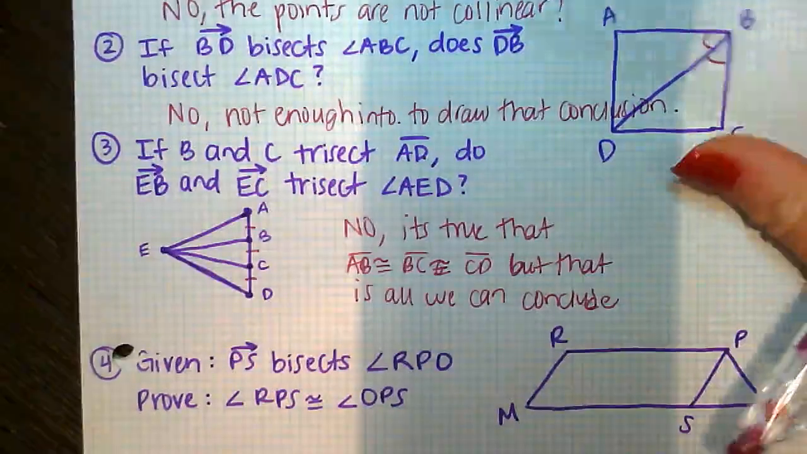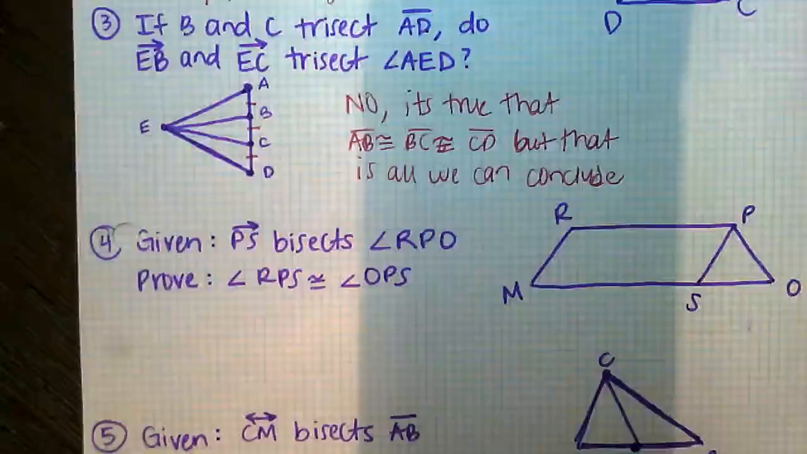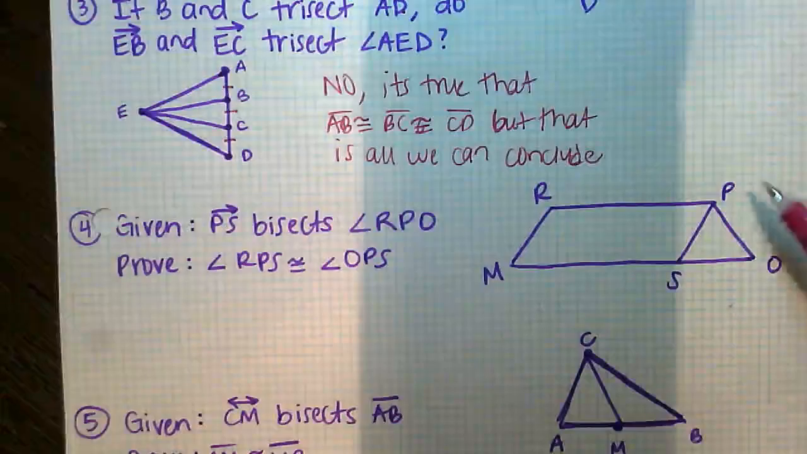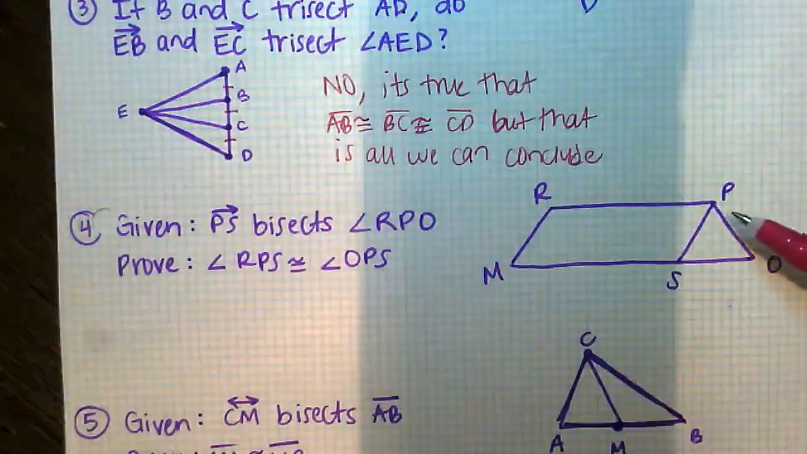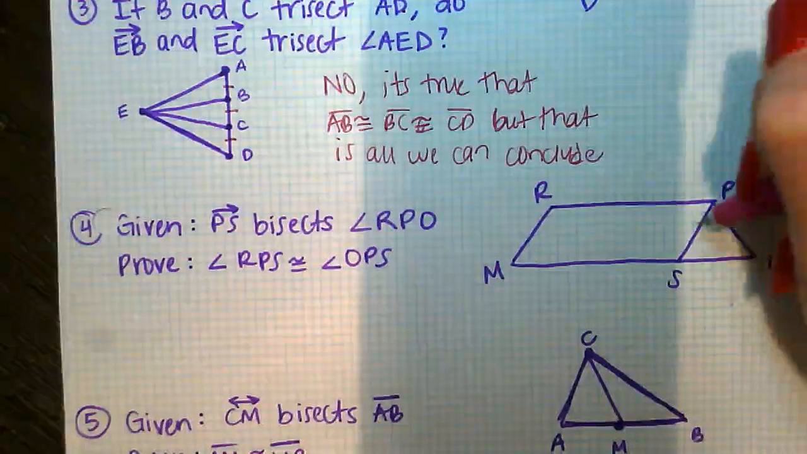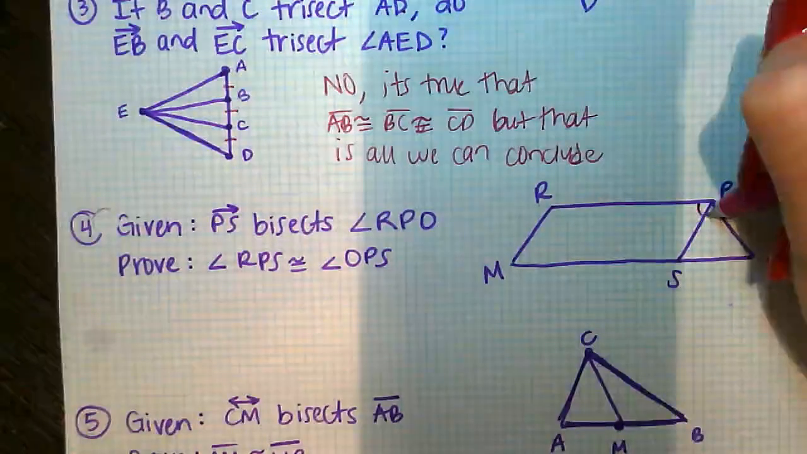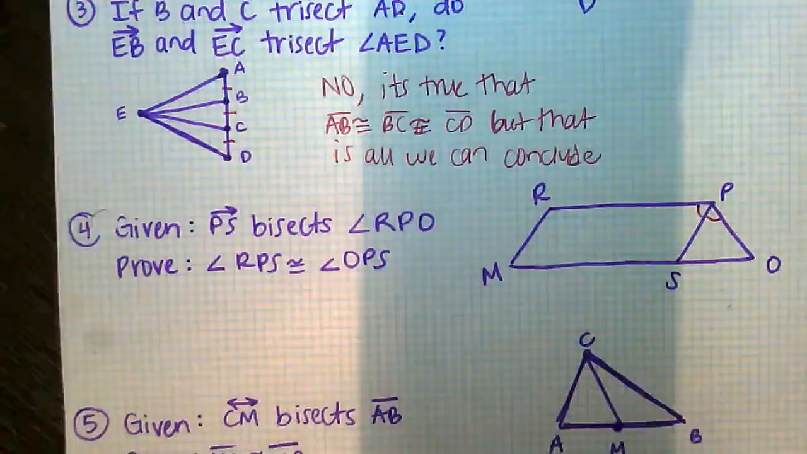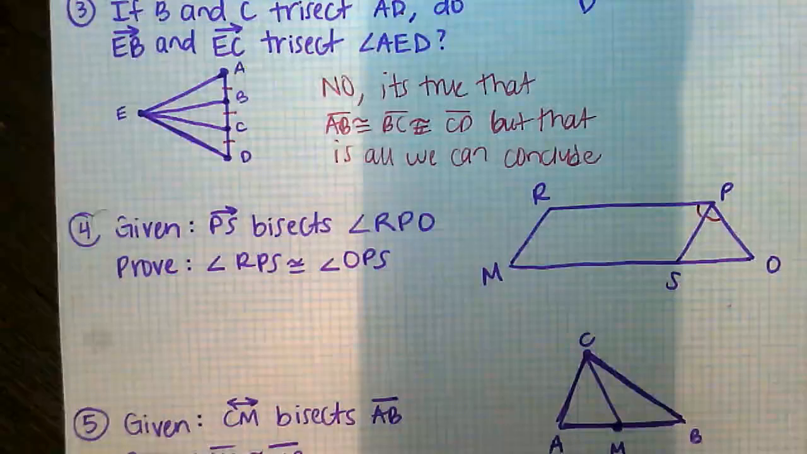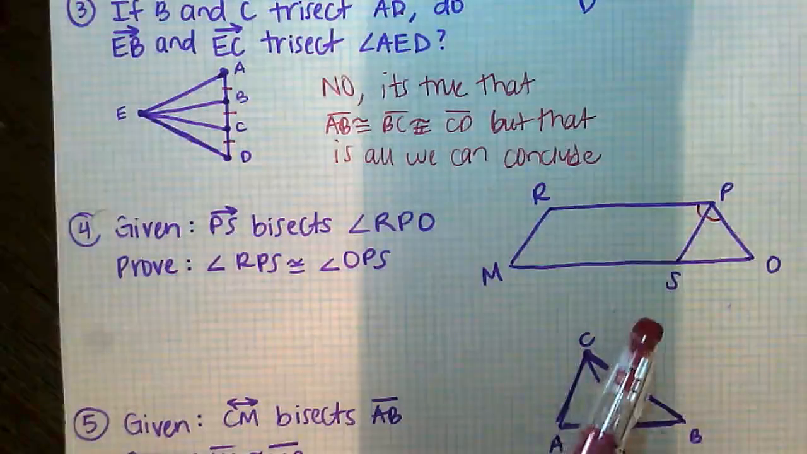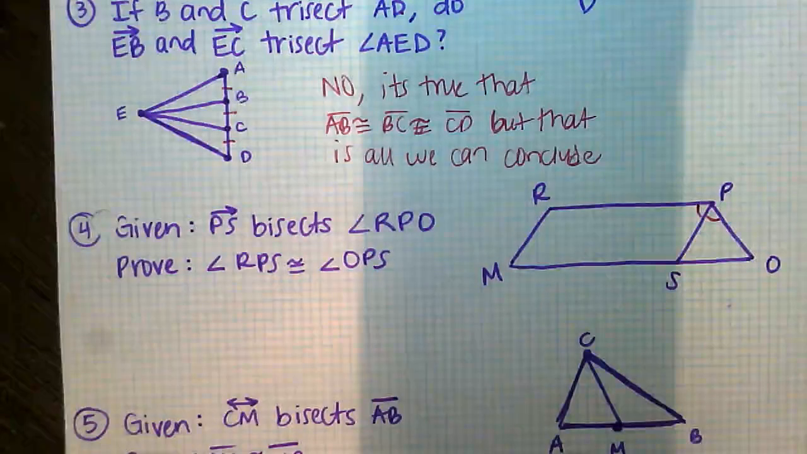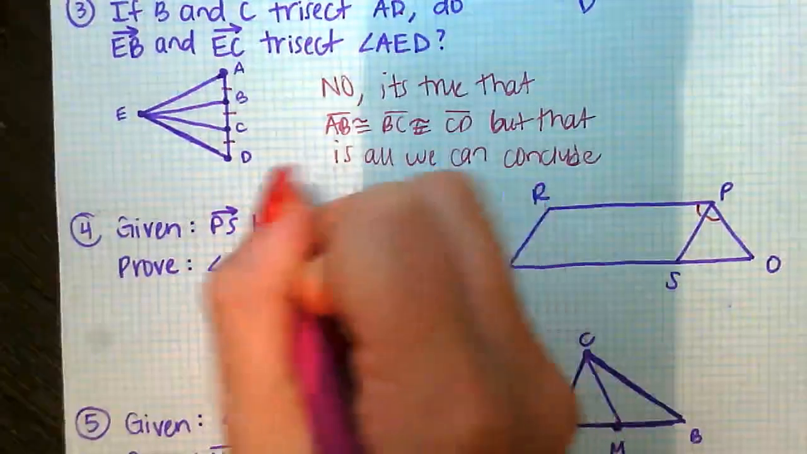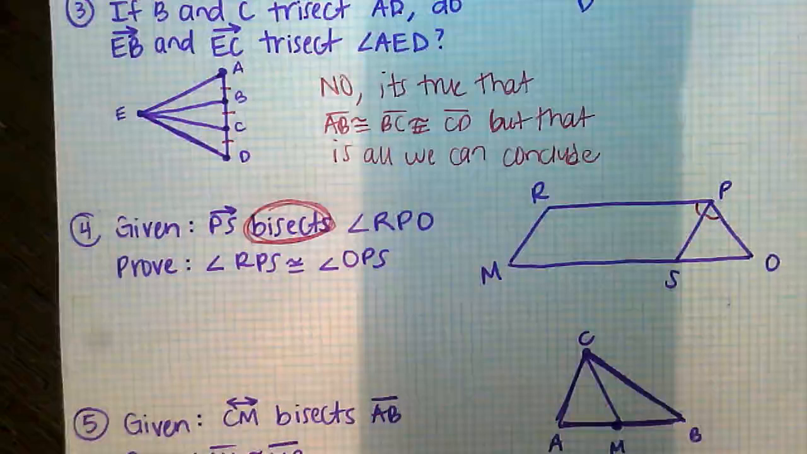Let's take a look at 4. Given that ray PS bisects angle RPO, I could indicate that right here. We're going to prove that angle RPS is congruent to angle OPS. Well, that's what I just concluded. Let's think about what I was using to make that conclusion. I was using this vocabulary word right here.